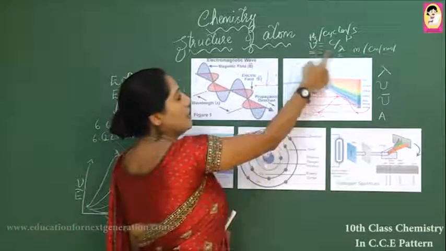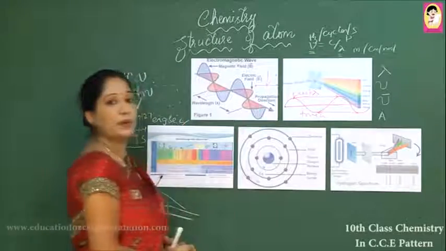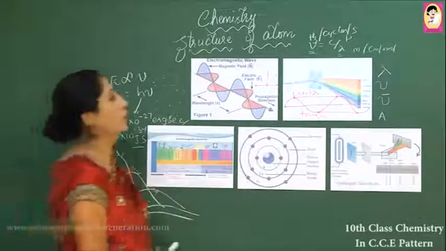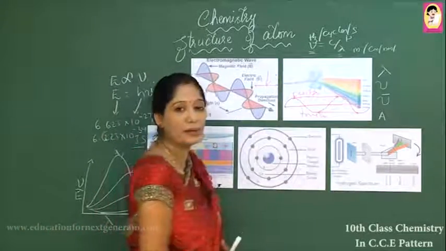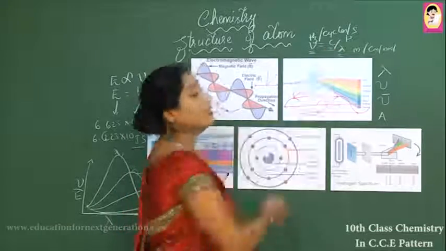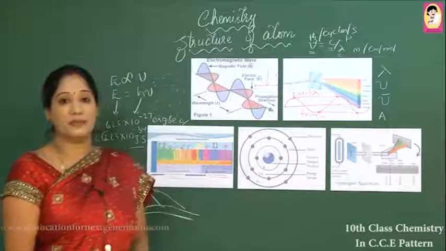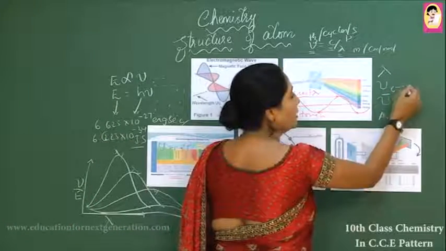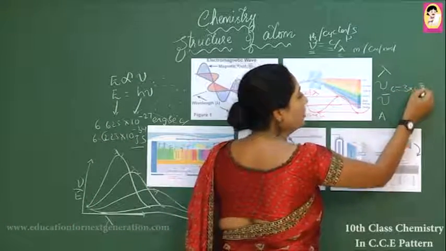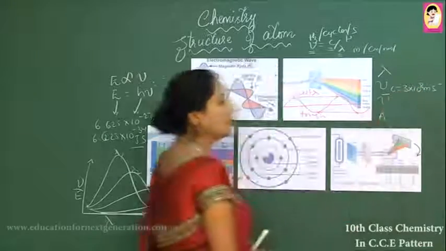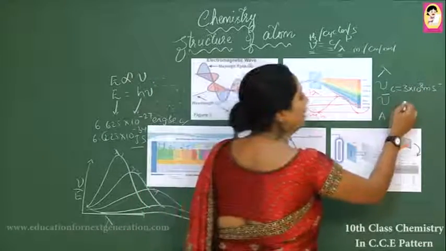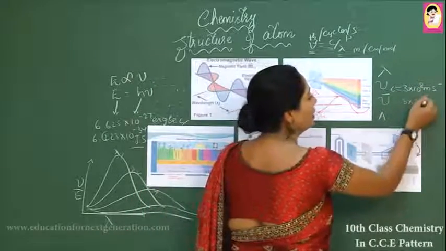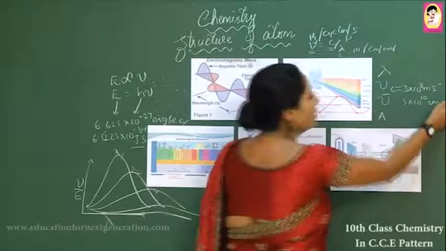So, the frequency and wavelength are inversely proportional to each other. Nu equals c by lambda. Then what is c? c is the velocity of light, which is equal to 3 into 10 to the power 8 meters per second, or 3 into 10 to the power 10 centimeters per second.